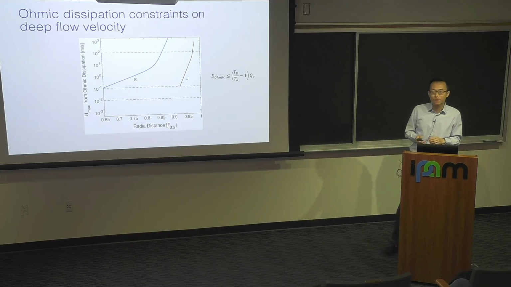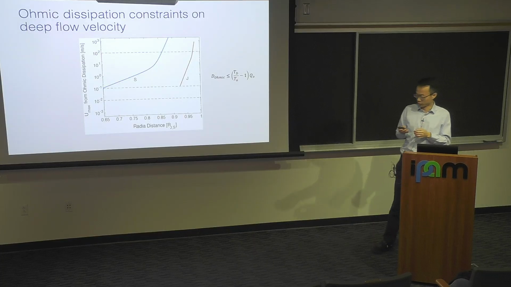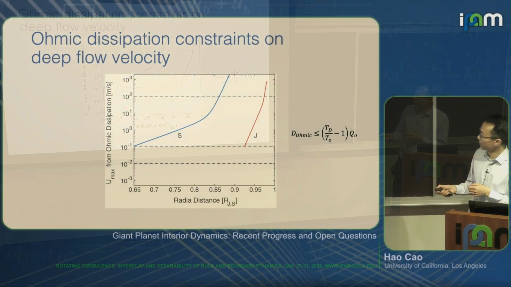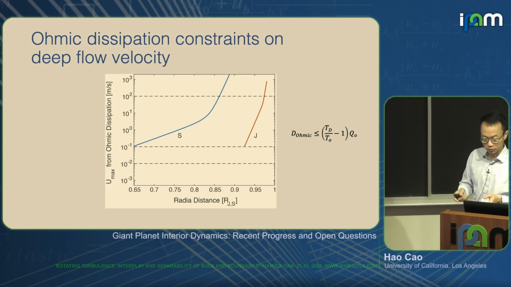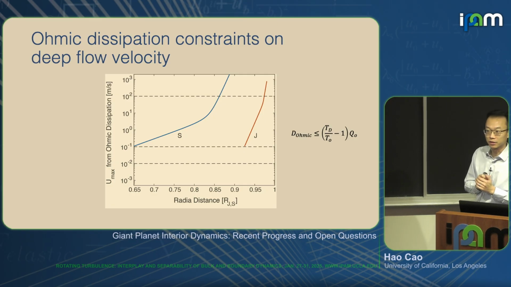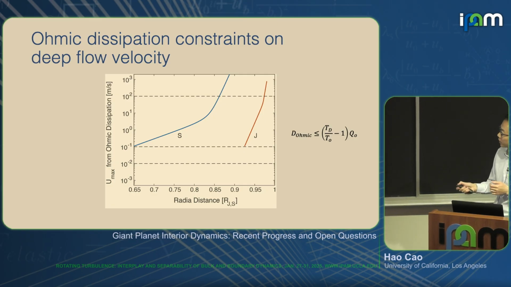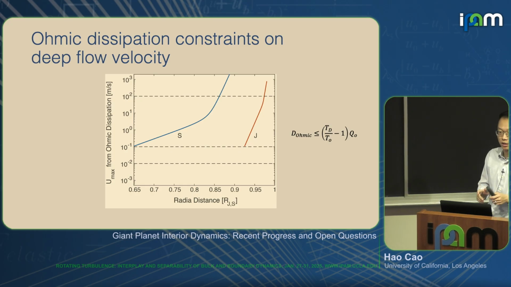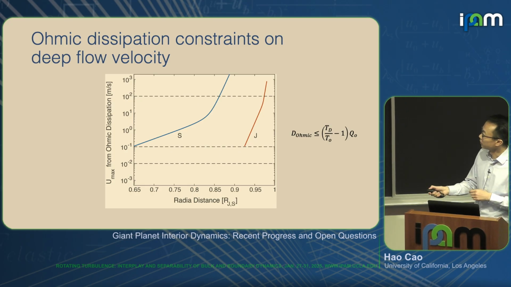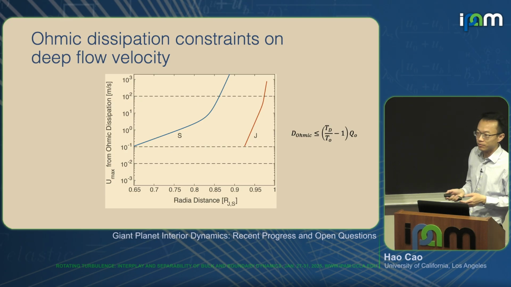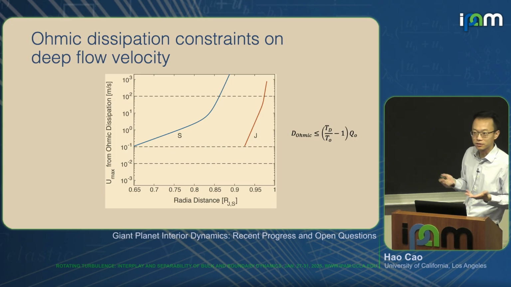But you're just assuming that dissipation arises primarily from the zonal flow. Yes. This is kinematically calculating the dissipation associated with deep zonal flows. That's exactly what I did. And from that, you can get a limit on the wind speed. You know the wind deep inside Jupiter cannot be even meters per second, because otherwise there would be too much dissipation.